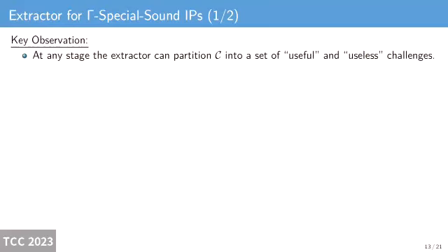So then what we need to do next is construct a knowledge extractor for gamma special sound interactive proofs. And we do this by making the following observation: at any stage of the extractor, the challenge set can be partitioned into a set of useful and useless challenges. Typically, these extractors work by rewinding the prover several times. And every time the prover is rewound, you try to extract an additional transcript with a new challenge. Some of these challenges give you new information and others won't give you any new information, and these we call useless.